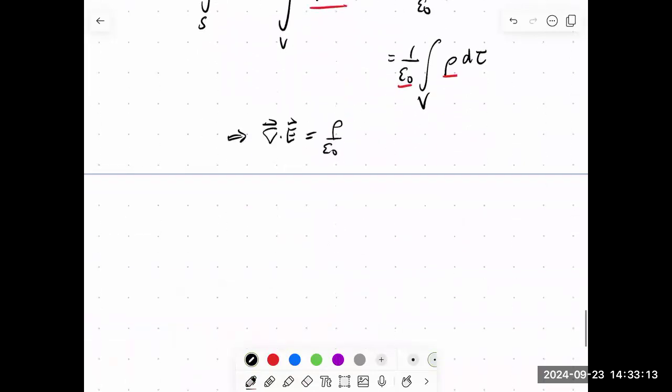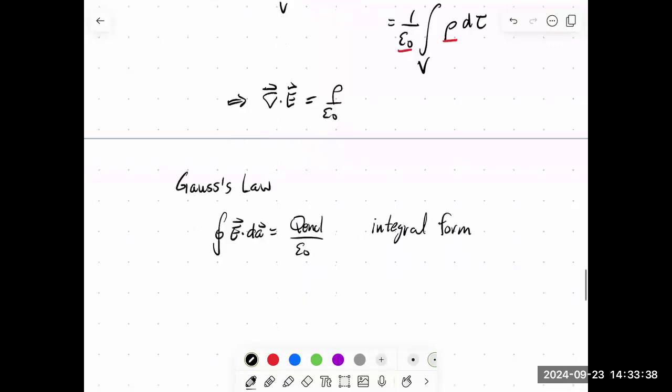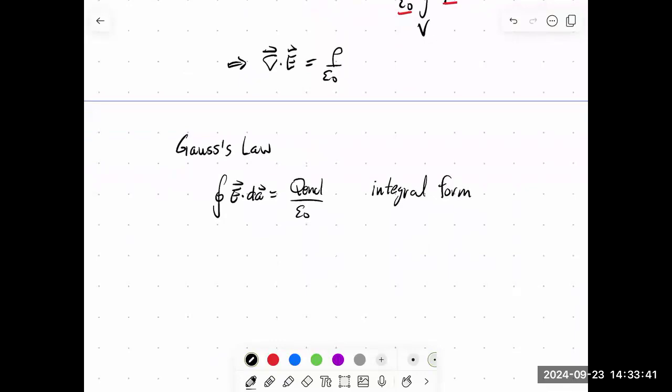And so what we have now is Gauss's law expressed in two ways. E dot dA is Q enclosed over epsilon naught, and this is the integral form. This is the form that we're going to use when we actually try to use Gauss's law to find electric fields of different charge distributions. And then the differential form is the divergence of E, which is the charge density divided by epsilon naught.